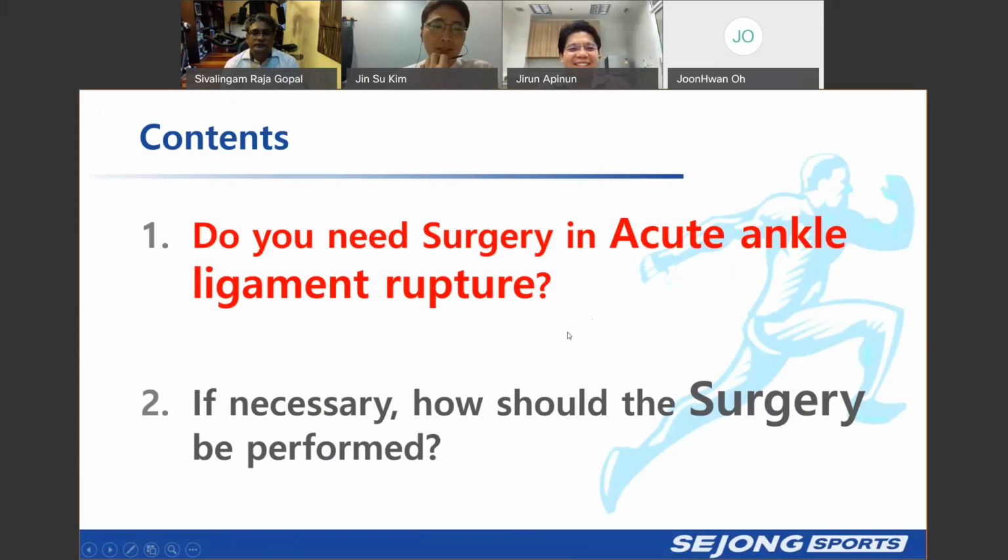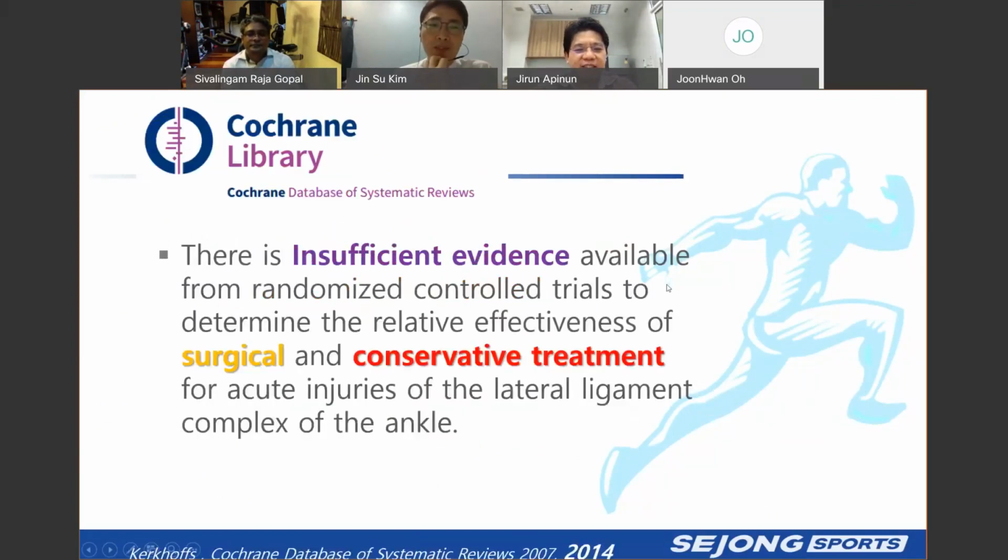So my contents: firstly, do you need surgery in acute ankle ligament rupture? And second, if necessary, how should the surgery be performed? In the Cochrane review, there was insufficient evidence determining the relative effectiveness of surgical and conservative treatment. It means we don't know which is better. Both surgical and conservative treatment will be effective in acute ankle ligament ruptures.